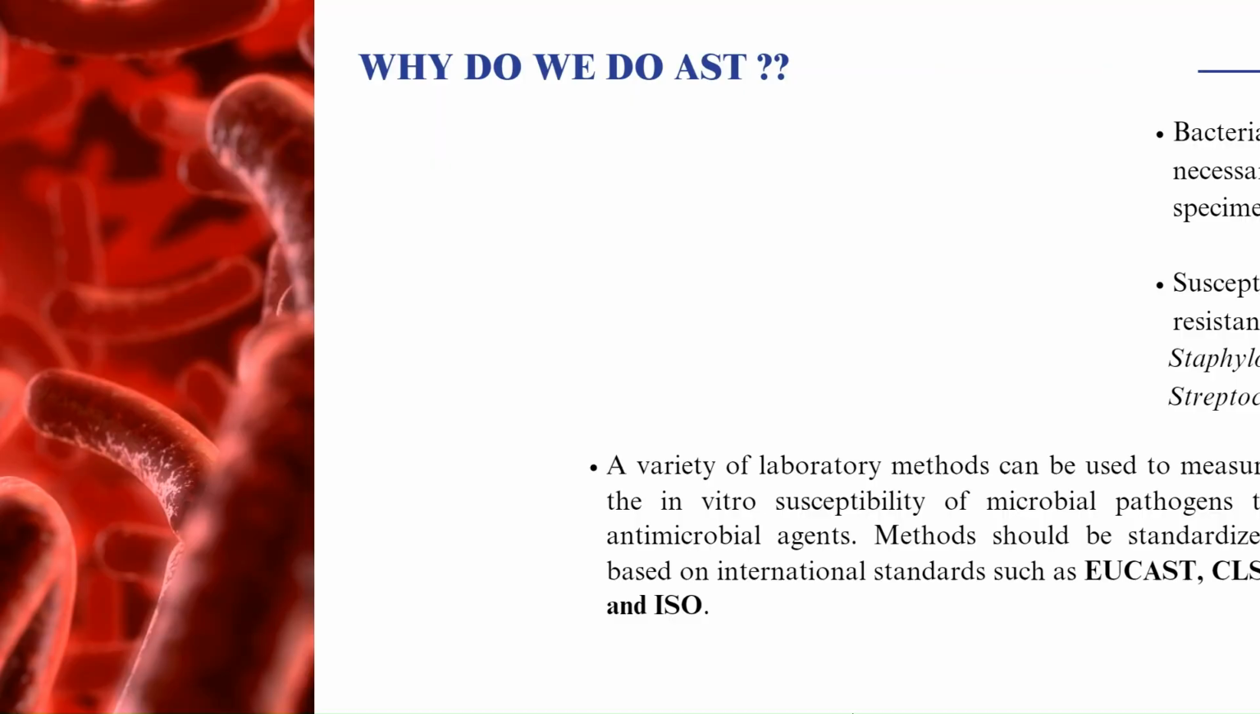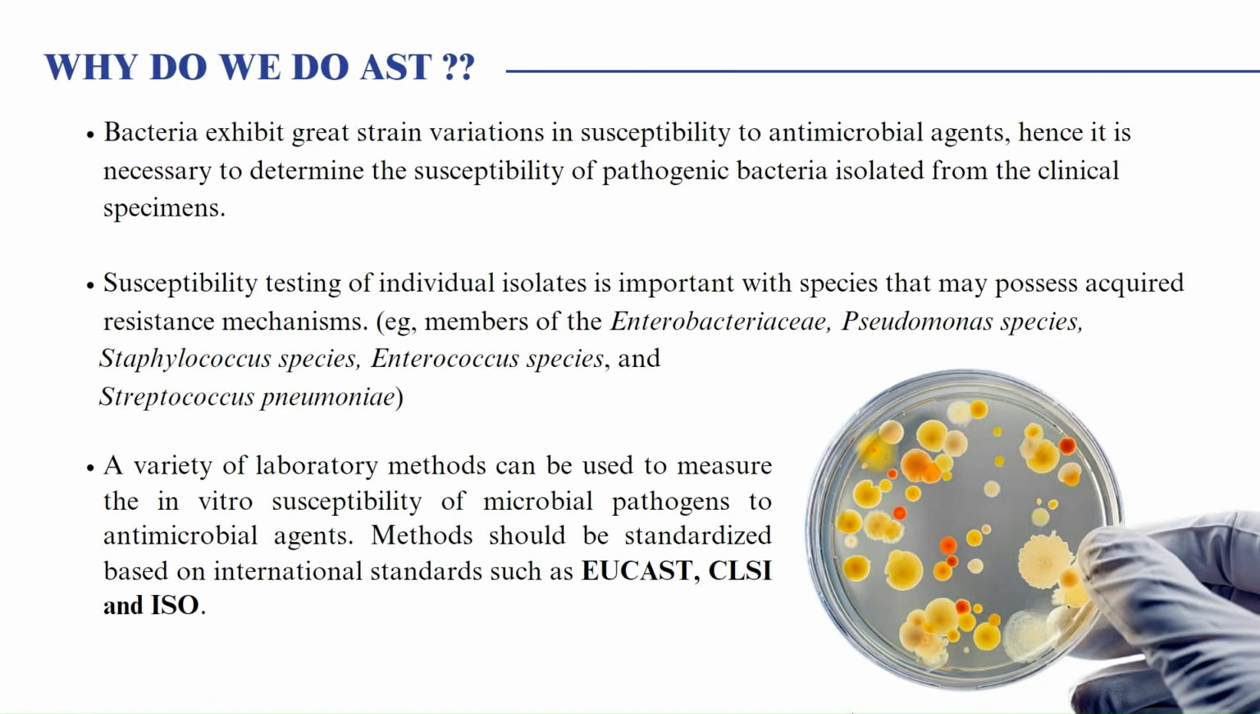So why do we do AST? Bacteria exhibit great strain variations in susceptibility to antimicrobial agents, hence it is necessary to determine the susceptibility of pathogenic bacteria isolated from the clinical specimens. Susceptibility testing of individual isolates is important with species that may possess acquired resistance mechanisms. Examples are members of the Enterobacteriaceae, Pseudomonas species, Staphylococcus species, Enterococcus species, and Streptococcus pneumoniae.